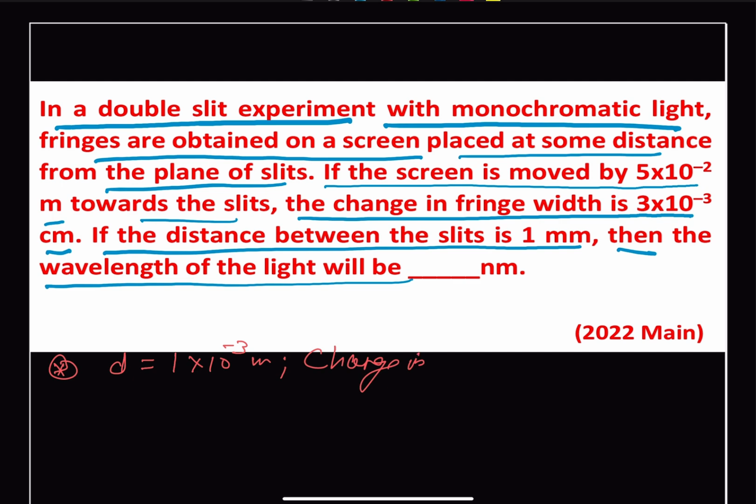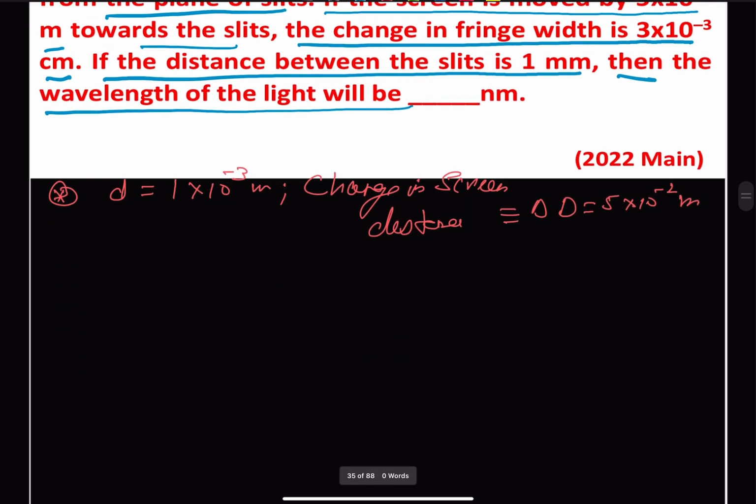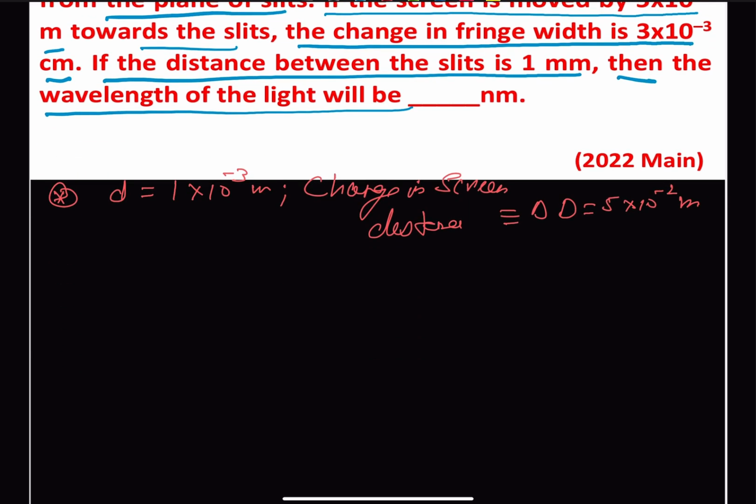Change in screen distance, which is our delta capital D, is given as 5 into 10 to the power minus 2 meters. We are also given the change in fringe width, that is our delta beta. It is also given as 3 into 10 to the power minus 5 meters.